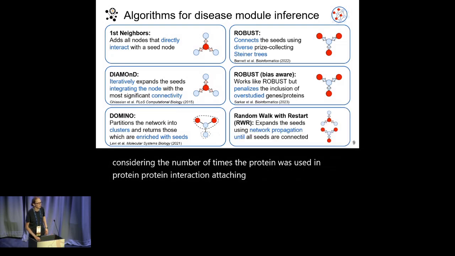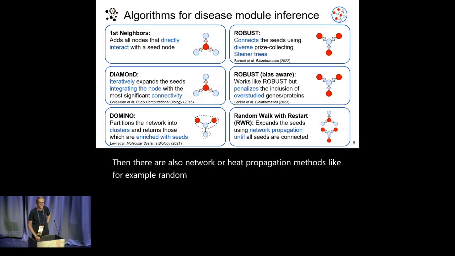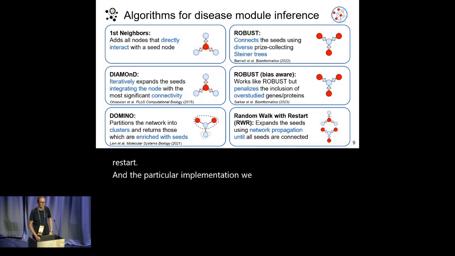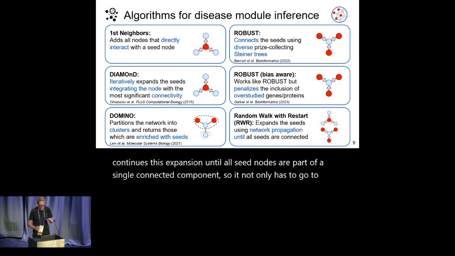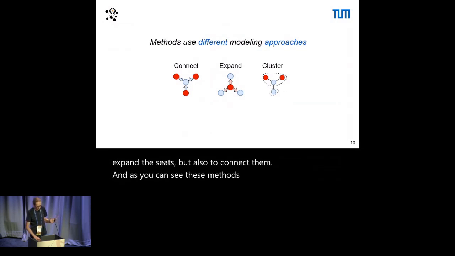Then there are also network or heat propagation methods, like, for example, random walk with restart, which expands the seed sets in all directions using a simulated random walk with restart. And the particular implementation we will have a look at later continues this expansion until all seed nodes are part of a single connected component. So it not only has the goal to expand the seeds, but also to connect them. And as you can see, these methods are based on quite different ideas, like connecting the seed nodes, expanding from them, or network clustering.